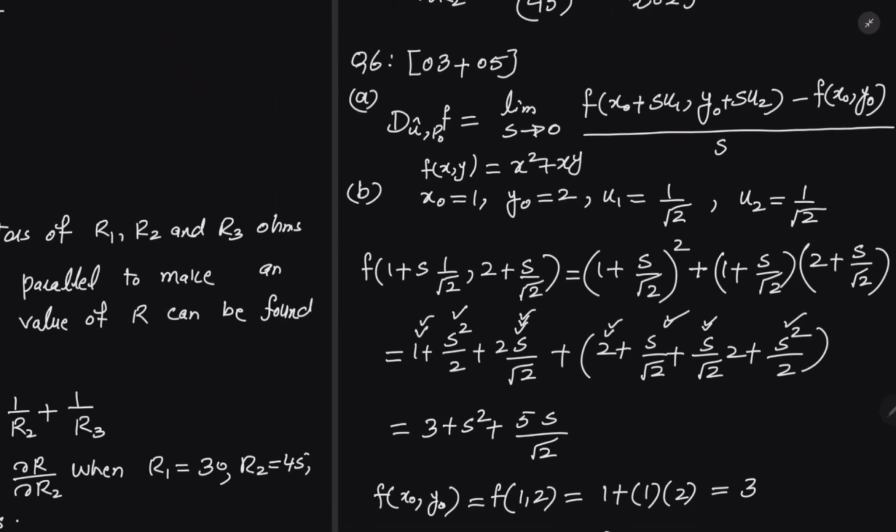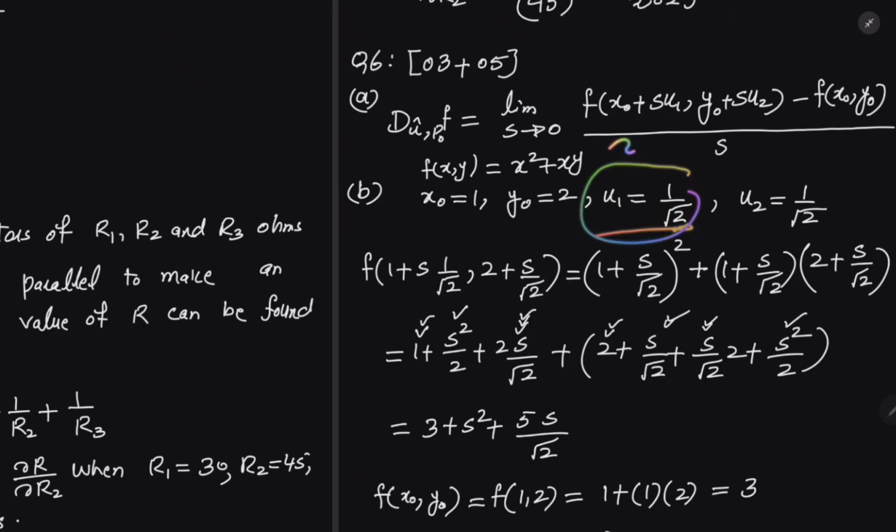And the last question of this exam was to explain first the directional derivative. Directional derivative is very simple to answer. It is given over here, and part B was to use this definition of directional derivative to find the directional derivative. So x naught is 1, y naught is 2, u1 is 1 by under root 2. Actually, it is given in the question.